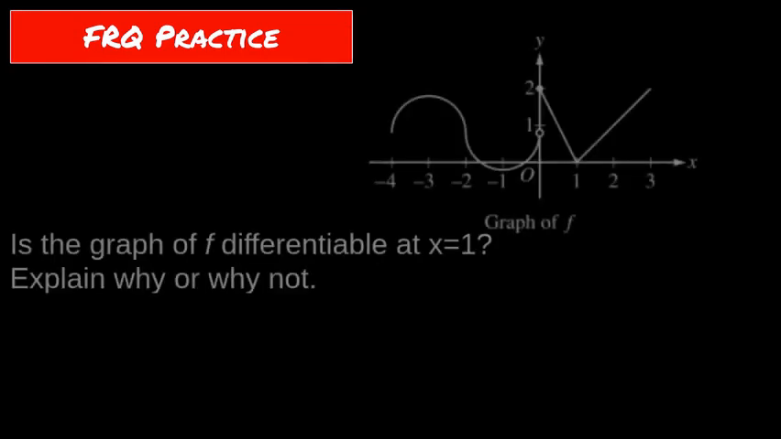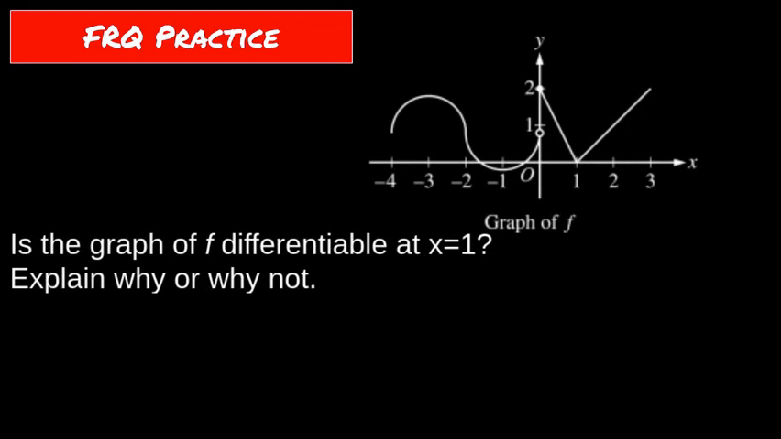Next, we'll take a look at a possible FRQ, or a concept that can be applied on the FRQs. First, we're given a graph, and we're asked the question, is the graph of f differentiable at x equals 1? Explain why or why not. So upon looking at x equals 1, we do see that it's continuous. However, it's not differentiable as there's a cusp. But again, we can't say that there's a cusp, so we must explain why.